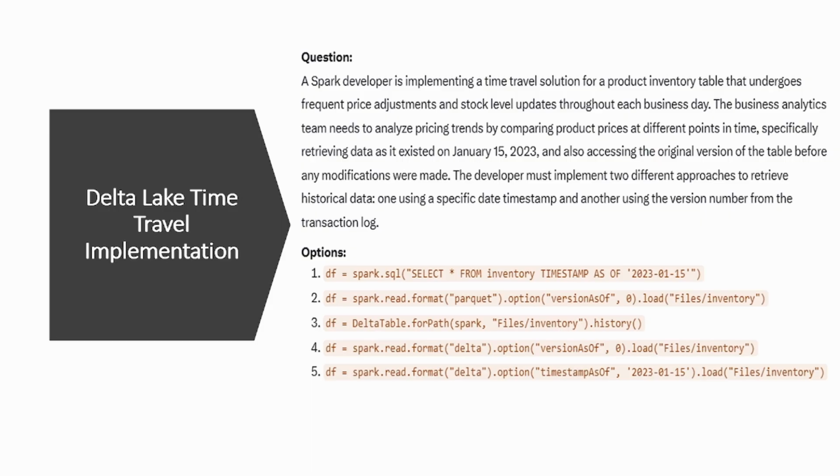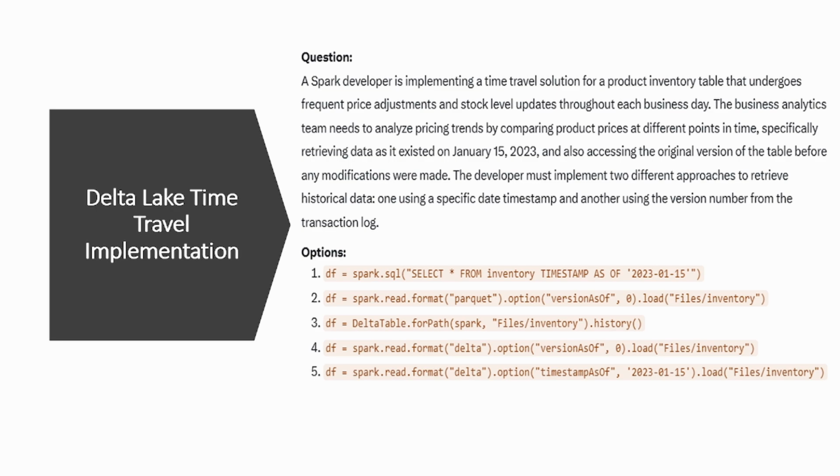And you, being the Spark developer, need to give them two different ways to pull that historical data, one using a date and one using the version number from the transaction log. So here's the question we're tackling today.